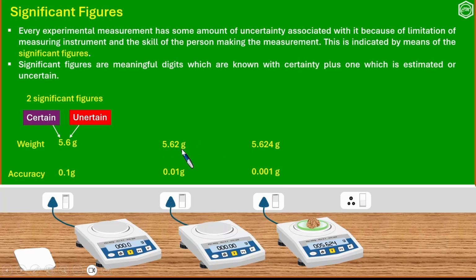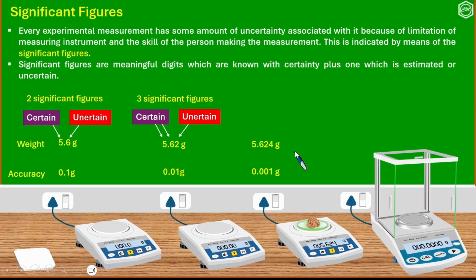Now coming back to the second weight, it is 5.62. Now we can say that 5 and 6 are certain. So in the second measurement, 5 and 6 are certain, but the digit 2 is uncertain because beyond 2 there is one more digit. So the number of significant figures are meaningful digits which are known with certainty plus 1 which is estimated or uncertain. So this 2 is an estimated value. So the number of significant figures is 3.